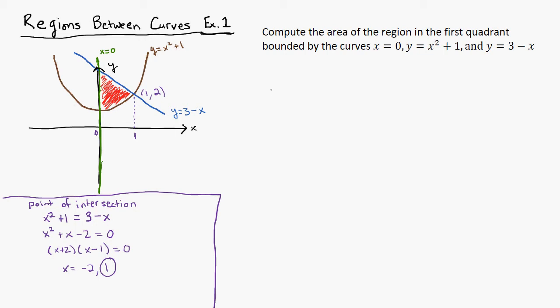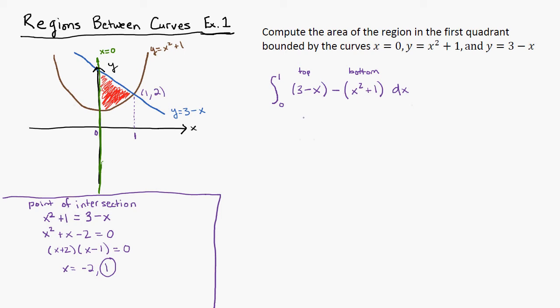Now we're ready to set up the integral. So the left endpoint is 0, the right endpoint is 1, the top function is the function 3 minus x, the bottom function is the function x squared plus 1, and so this is our integral.